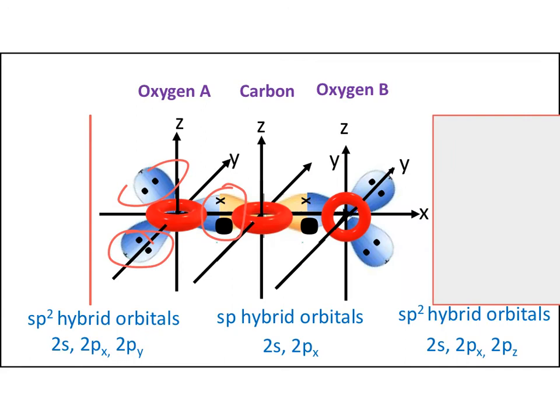We bring in oxygen B, very similar in terms of having our sigma bond here. However, now the lobes of the lone pairs are in a different plane. Remember that the donut we are showing is in the xz plane. So the lobes here and here are in the plane of the screen, whereas the lobes of the oxygen A atom are coming out towards you and going into the screen.